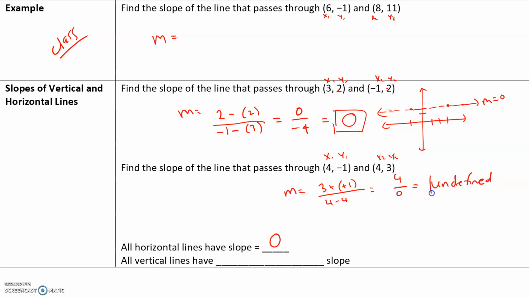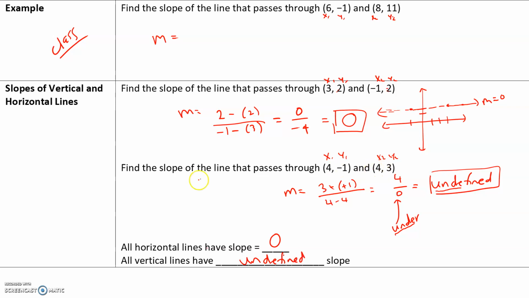And the way I remember which one's which is when the 0 is under the fraction. Notice that under and undefined have the same 4 starting letters. So when the 0 is under the fraction, the answer is undefined. So all vertical lines have an undefined slope.